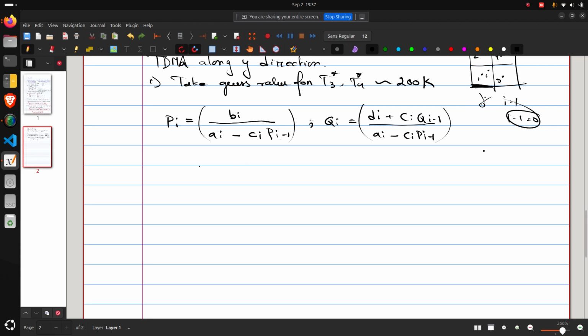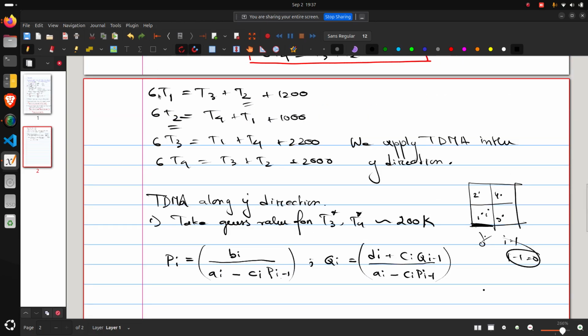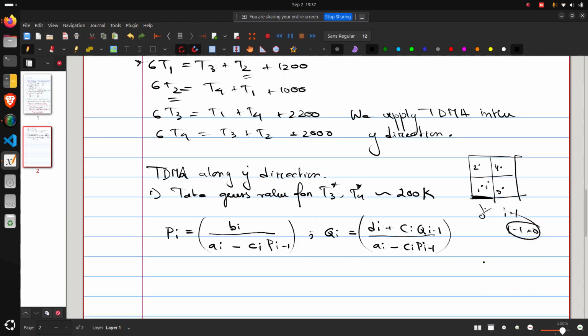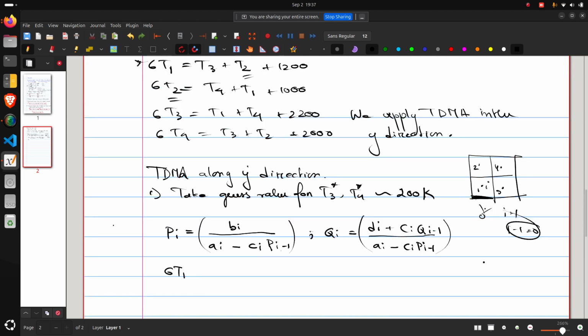In direction means it does not actually depend on which direction. You can take it in either the x direction or the y direction. Even in the y direction, even in the z direction, the P does not exist. Let me just give you a brief example. For example, if you take this term, 6T1 is T3 plus T2 plus 1200, right?